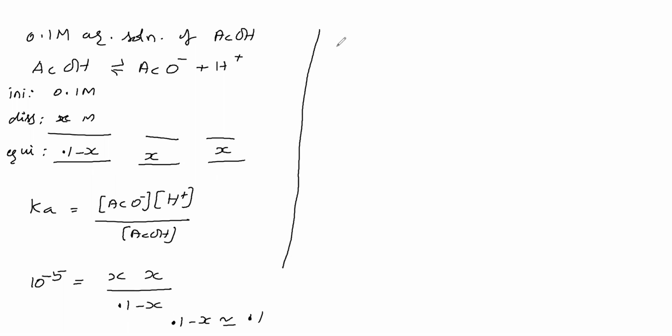Now we will see, 10 to the power of minus 5 is equal to x into x by 0.1. Therefore, x is equal to 10 to the power of minus 3 molar. Okay. Now we will see whether neglecting x is correct or wrong. We said x is negligible compared to 0.1. X is 10 power minus 3, so we can say it is negligible compared to 0.1.